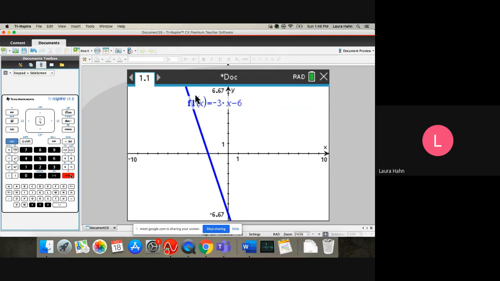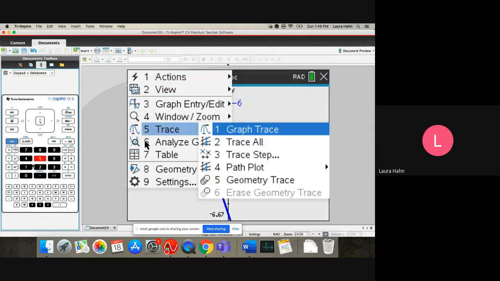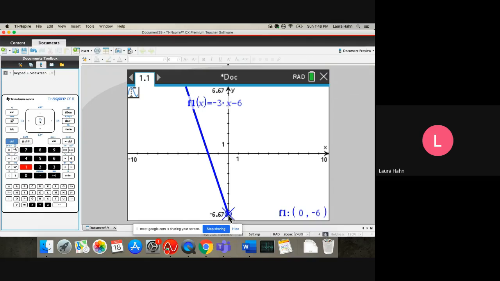And I'm trying to find the 0, the x-intercept. Well, I can see that this line touches the x-axis right here. So there was a tool I taught you that we can move here, and it's called Trace. To get there, we press Menu 5, 1. All right, so I can move this using my left and right arrows only.